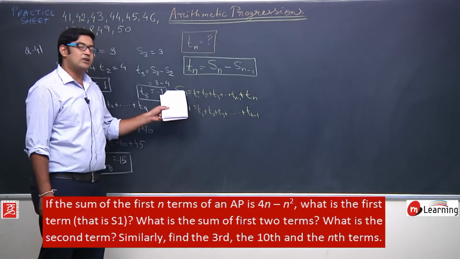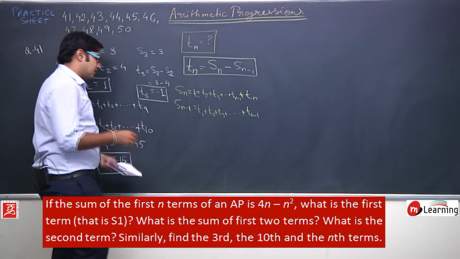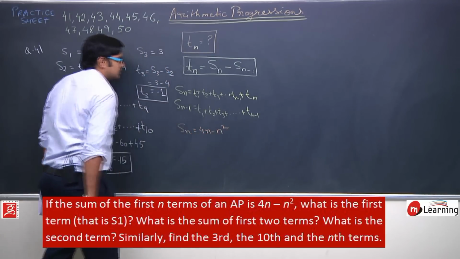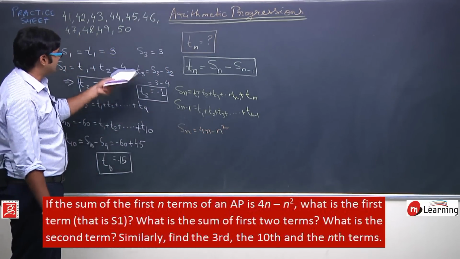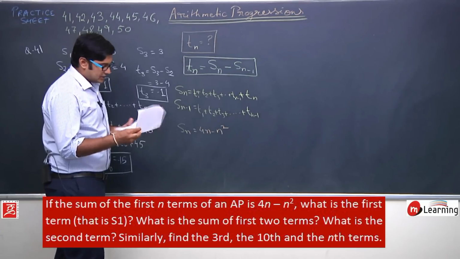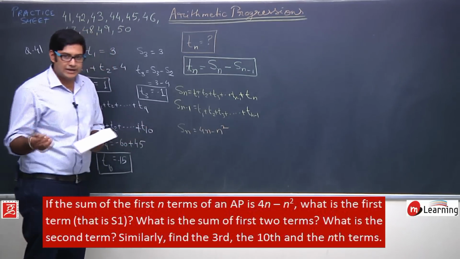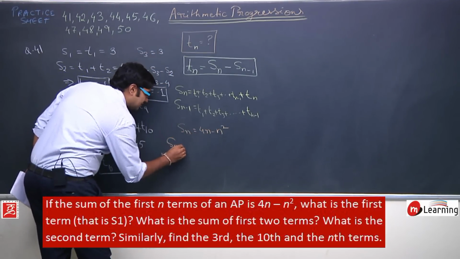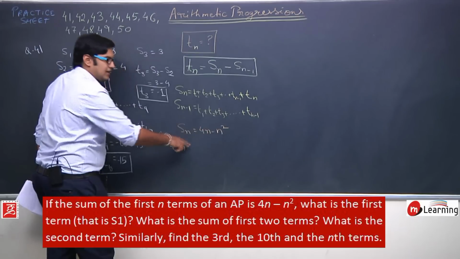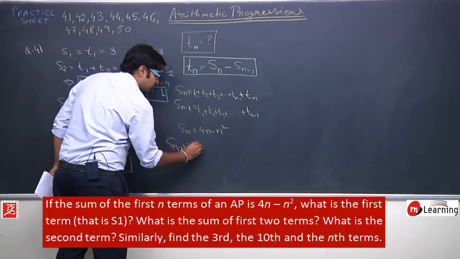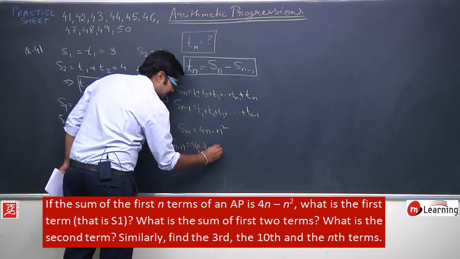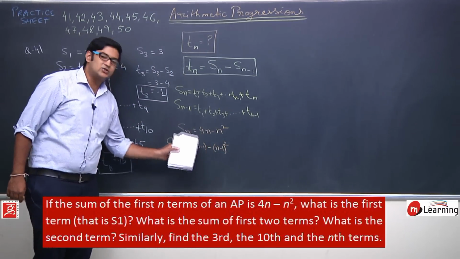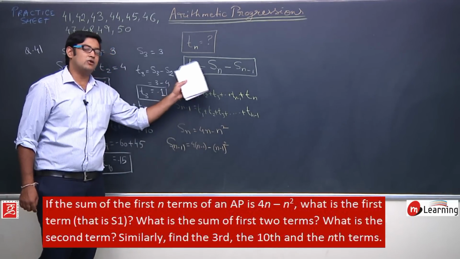So let us calculate the value of Sn. Sn is equal to 4n minus n square. This is what we know. Just substitute n in place of n in the identity, that the sum of n terms is 4n minus n square. Now, similarly, what is Sn minus 1? In place of n, I will substitute n minus 1. So it will become 4 times n minus 1 minus n minus 1 whole square. Using these two conditions I can determine the value of Tn.